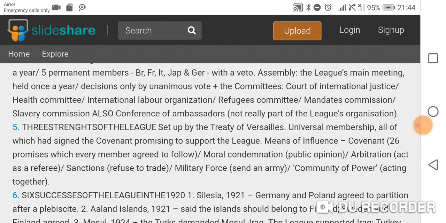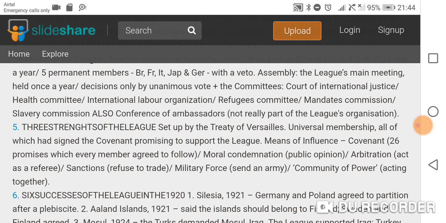Then we move on to the committees, where we see that there was the Court of International Justice, the Health Committee, the International Labour Organization, Refugees Committee, and the Mandates Commission. And then there was also the Slavery Commission, and the Conference of Ambassadors, though this was not really a part of the League's organization.